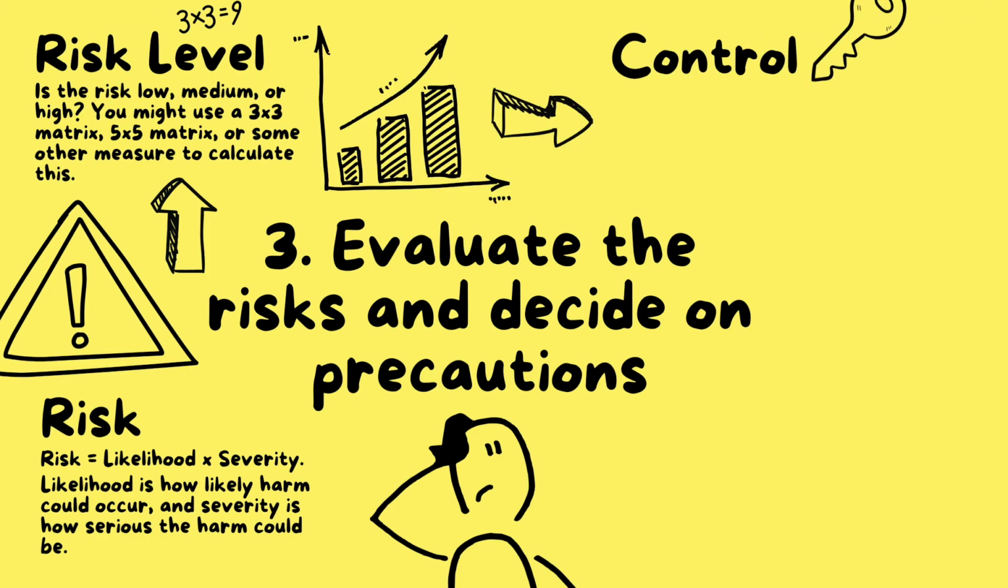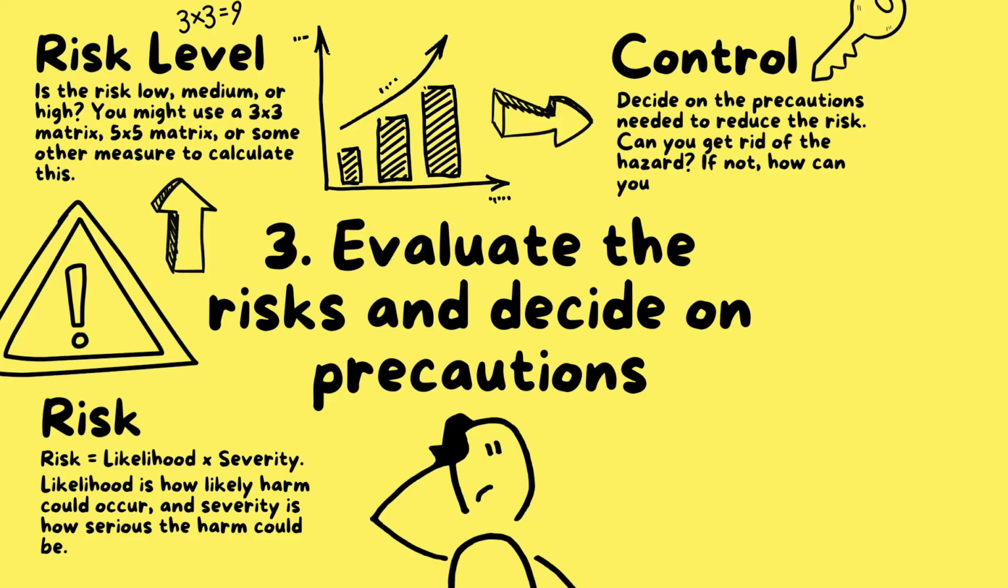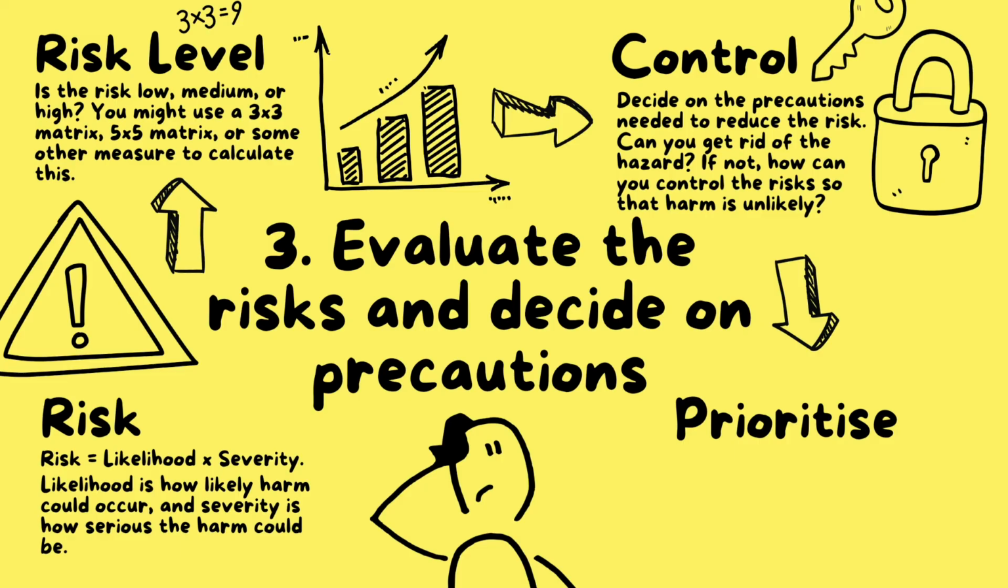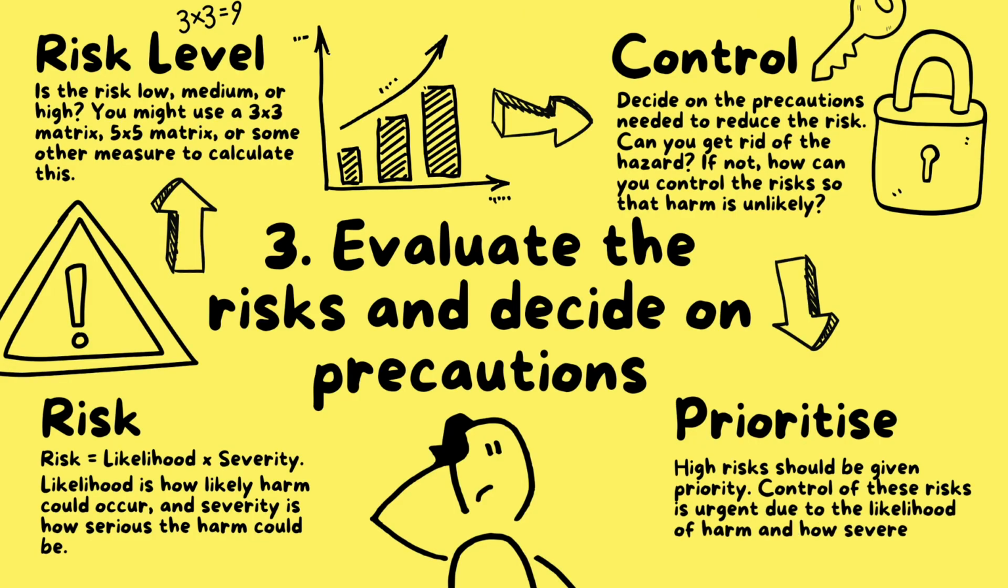Control. Decide on the precautions needed to reduce the risk. Can you get rid of the hazard? If not, how can you control the risks so that harm is unlikely? Prioritise. High risks should be given priority. Control of these risks is urgent due to the likelihood of harm and how severe the harm could be.